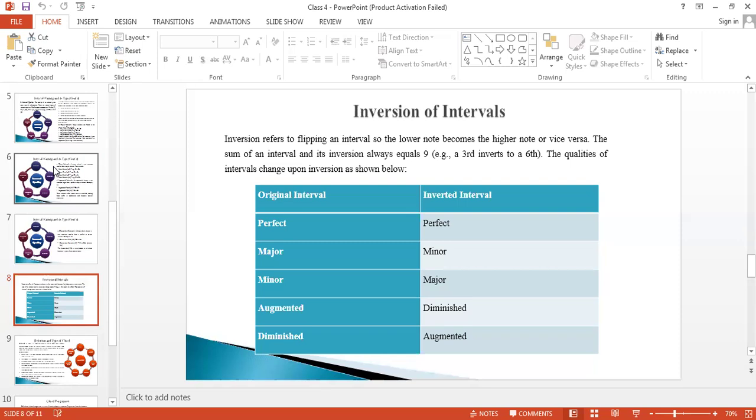The quality of the interval changes upon inversion as shown below. When we talk about the original interval being perfect, the inverted one is also perfect. The major will turn to the minor, the minor will turn to the major, the augmented will turn to the diminished, while the diminished will turn to an augmented interval.